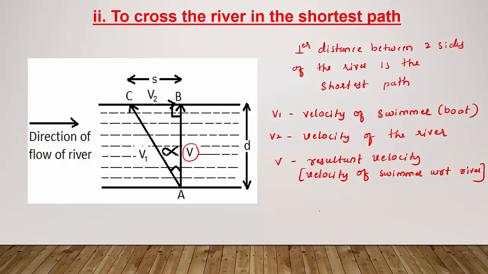Velocity of swimmer with respect to river is denoted by V. Then D is width of the river. Width of the river is denoted by D. And let us take T is the time taken to cross the river. Time taken to cross the river is how much? T here. Right? Now we can find easily magnitude and directions of resultant velocity.